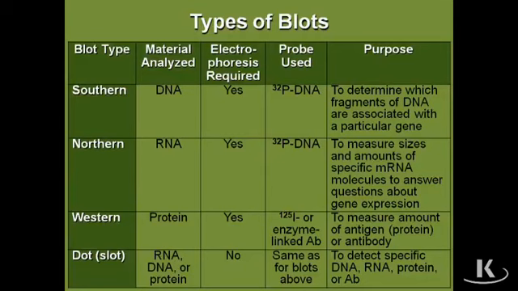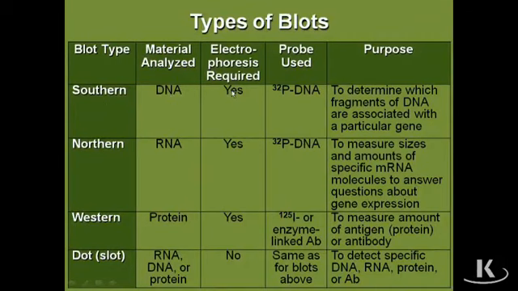So now, here's a table comparing the types of blots that you might see on the exam. Okay, we have the southern blot. This was the first one characterized. It was characterized by a scientist named E.M. Southern, so they called it the southern blot. He discovered this as a way to analyze DNA.